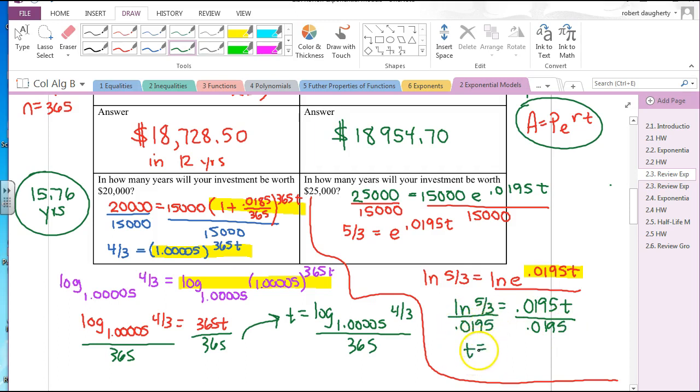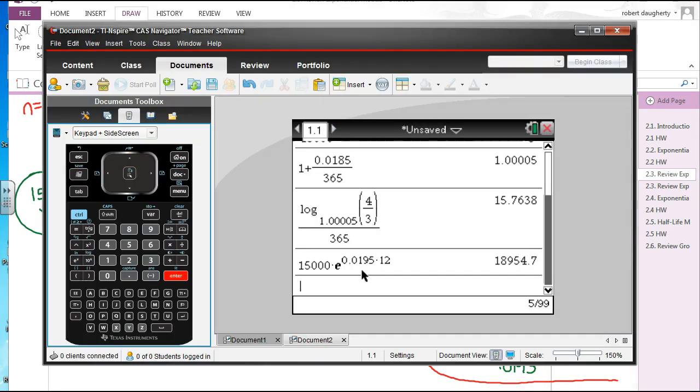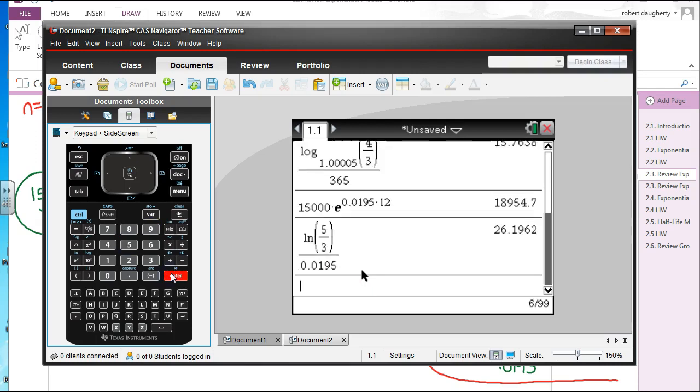So t is the natural log of 5/3 divided by 0.0195, and I will go to my calculator for that one. So I need to figure out the natural log of 5/3 and divide that by 0.0195, and I get 26.19196, 26.2. That's close enough.